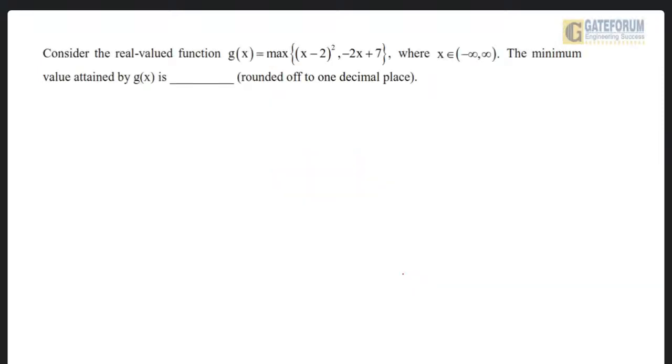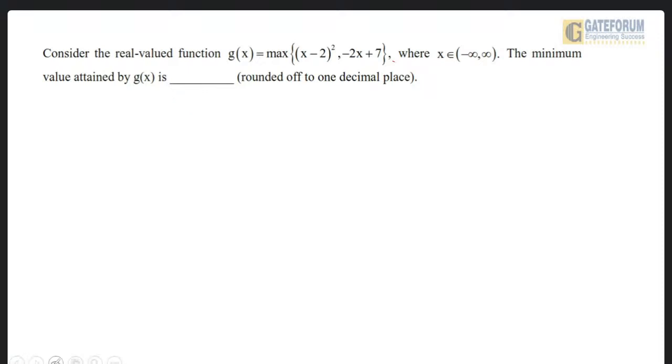The question is, consider the real valued function g of x is equal to maximum of the set x minus 2 whole square comma minus 2x plus 7 where x belongs to the open interval minus infinity comma infinity. The minimum value attained by g of x is. This is from engineering mathematics from the topic calculus, subtopic maxima minima.